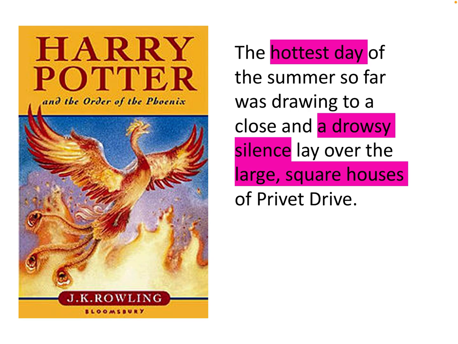And they described it as drawing to a close and a drowsy silence, so we can imagine what it sounds like. Lay over the large square houses, so now we can picture the houses. So this was really clever of J.K. Rowling because it meant that as the reader, we could almost imagine ourselves there. If you think back to the visualization lesson we did last week, you can visualize that street.